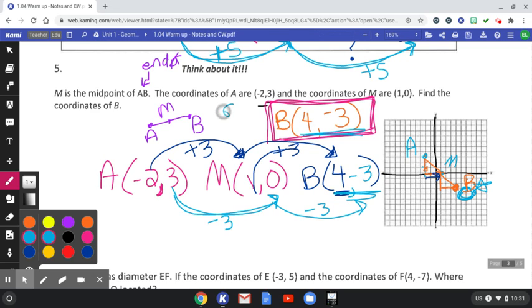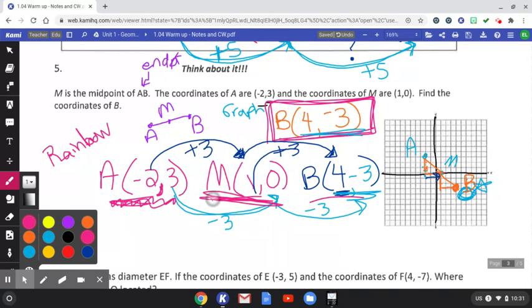So again, this is how I did it on the graph paper. This is how I used my little rainbow to write out the 3 ordered pairs. And again, that order is important. The first endpoint, A, goes here. The midpoint goes in the middle. And then what you're finding goes over to your right.